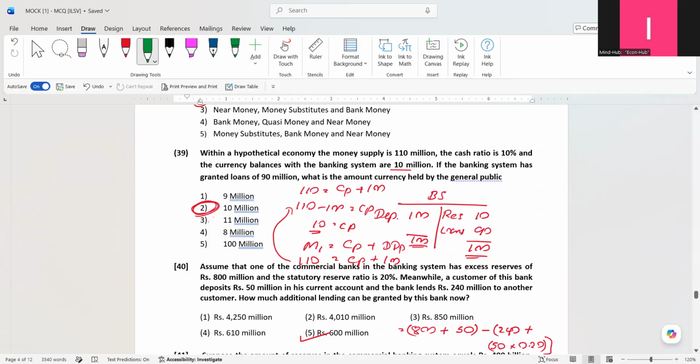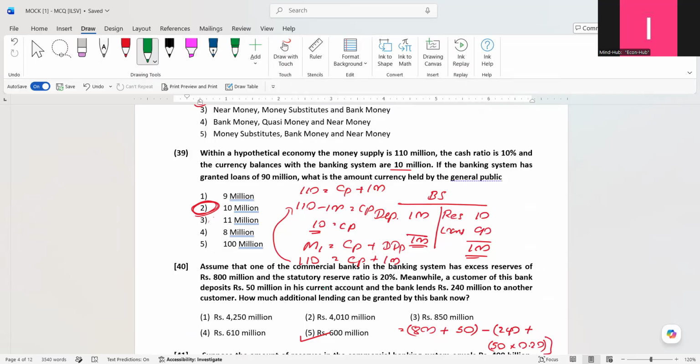39. Within a hypothetical economy, the money supply is 110 million. The cash ratio is 10%. The currency balance within the banking system is 10 million. If the banking system has granted loans of 90 million, what is the amount of currency held by the public? We have to find the CP, currency with the public.